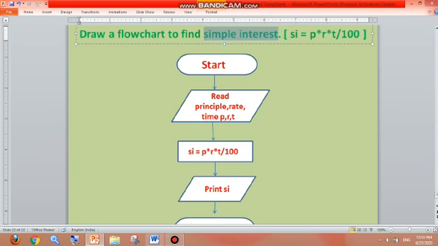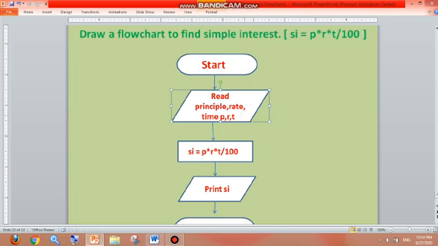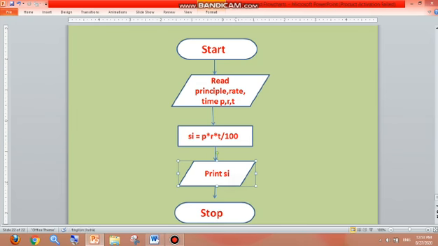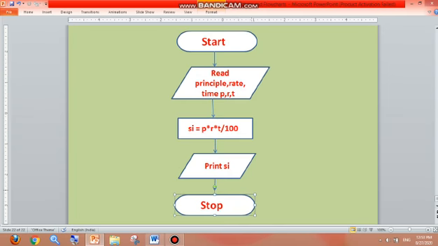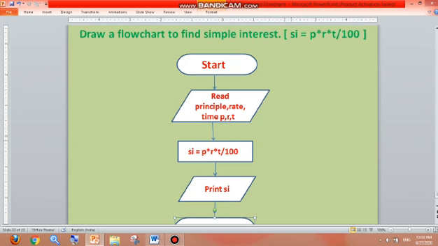Okay, to find simple interest, the formula is P into R into T upon 100. P means principal, R means rate, and T for time. Okay, so again start box like this. You have to take three values from the user like this. In the processing box, you will use the formula. In the output box, you have to display the result, simple interest, and in the last, there is the stop box. Okay, children. So in this way, we can make simple flowcharts to solve a particular problem.